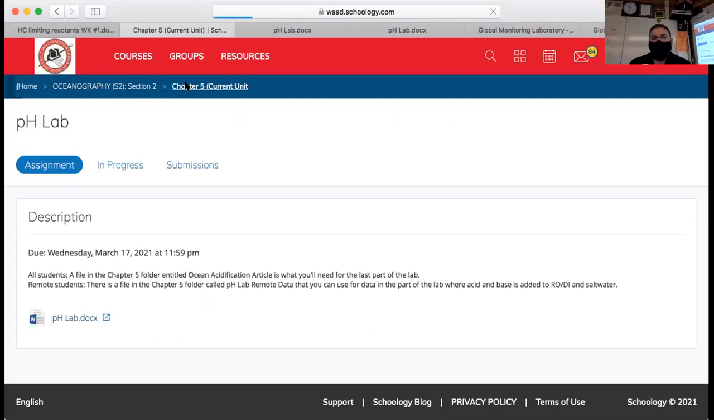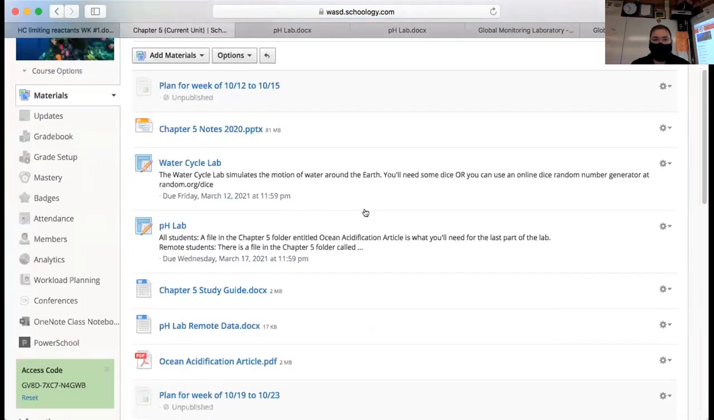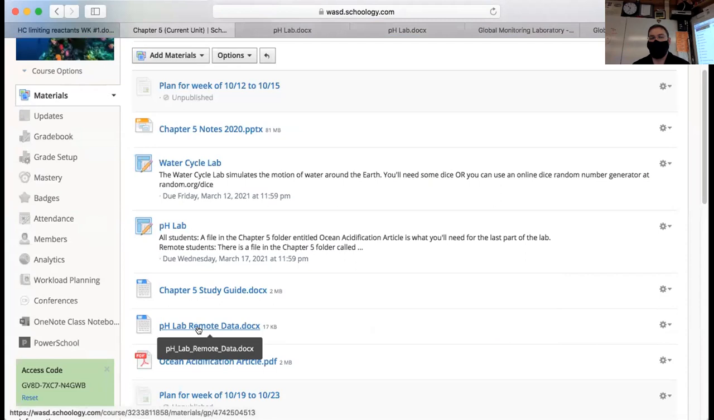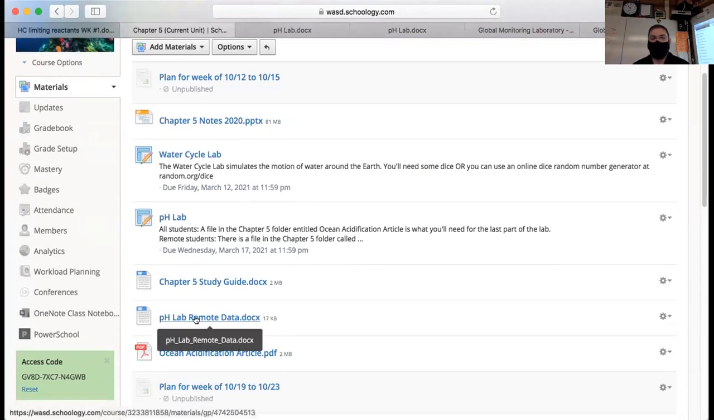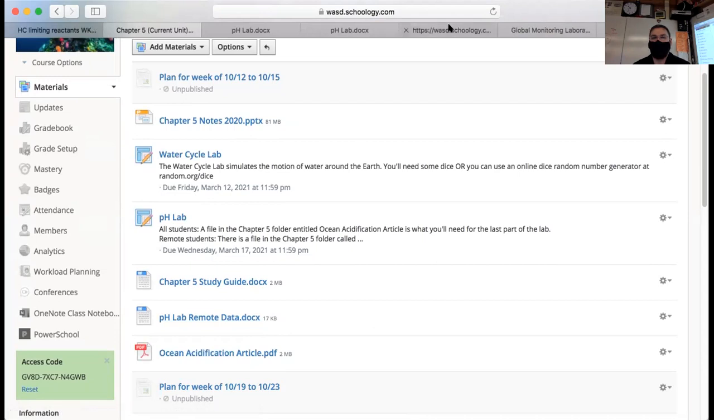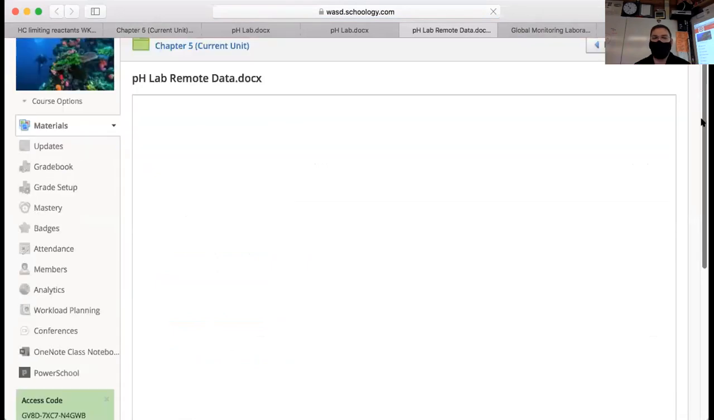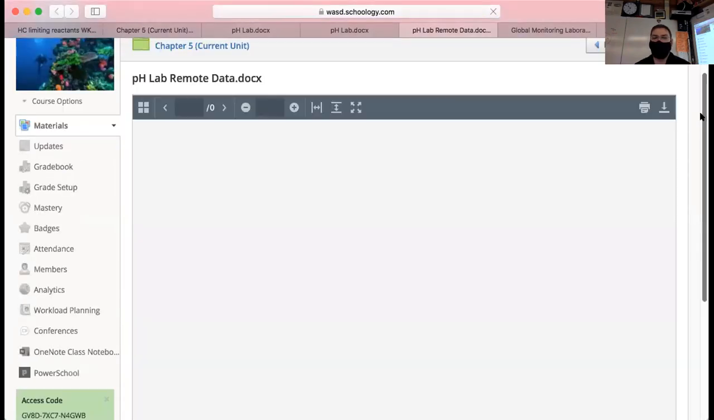So if you're remote, because you can't collect data, or if you're absent on Monday, and we might take some time on Tuesday too, there's a file here in the folder for chapter 5 that says pH lab remote data. And this provides a data set that's representative of what you would get if you measured it in class. So if you're remote or absent, you can use the data that's in this table.